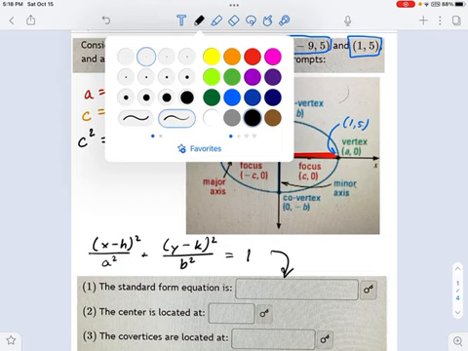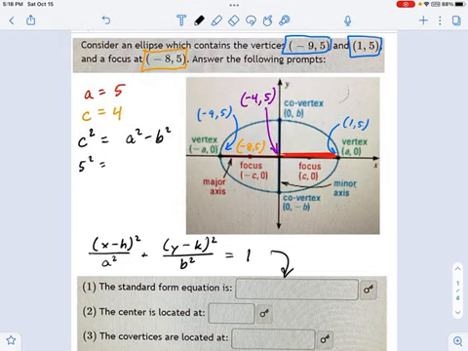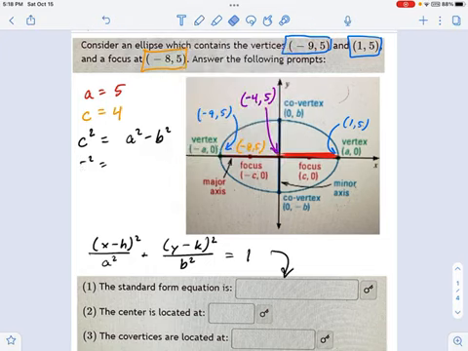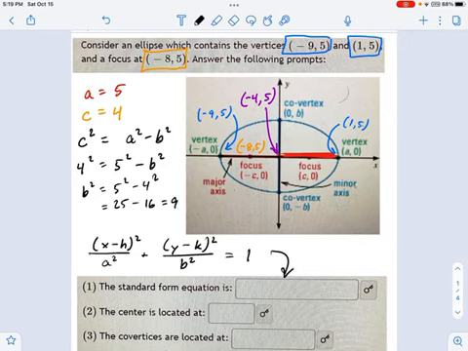So for us, that's going to be what? We've got 4 squared, which is C squared, equals 5 squared minus B squared. Which if we rearrange, says B squared equals 5 squared minus 4 squared, which is 25 minus 16, which is 9. Okay, so now we have B squared. Great. So let's cross out some of these things and fill them in with what we know. I know that B squared is 9. I know that A squared is 25.